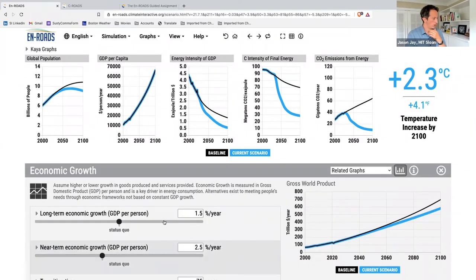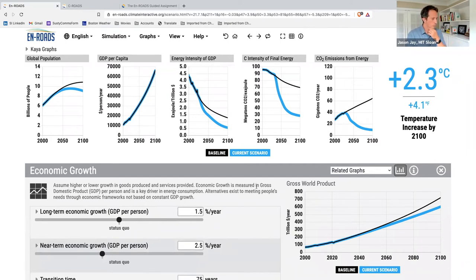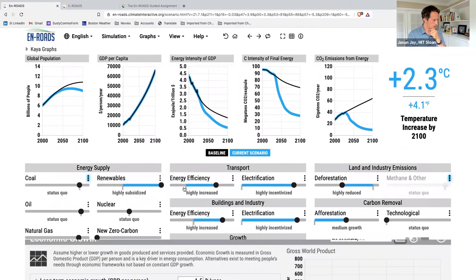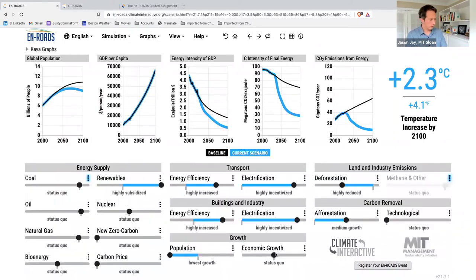Similarly with economic growth, we can play with different economic growth forecasts. Right now we have long-term economic growth of 1.5% per year. In the current scenario, it's actually lower than the baseline because of some of the changes we've made. I believe that's the taxes that are driving that. But let's do some experimentation. Just to answer your question, Allison, if we reduce economic growth, that is reducing GDP per capita, and that's going to end up reducing our overall energy use and therefore CO2 emissions. But of course, there are a lot of countries in the world that are still needing to grow. So we want to think about how changes in economic growth are going to be allocated. But that certainly could be a piece of the puzzle.